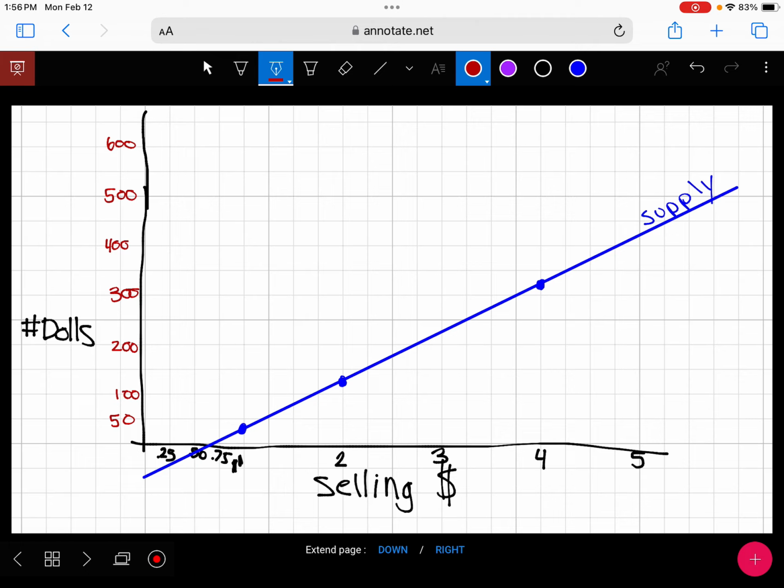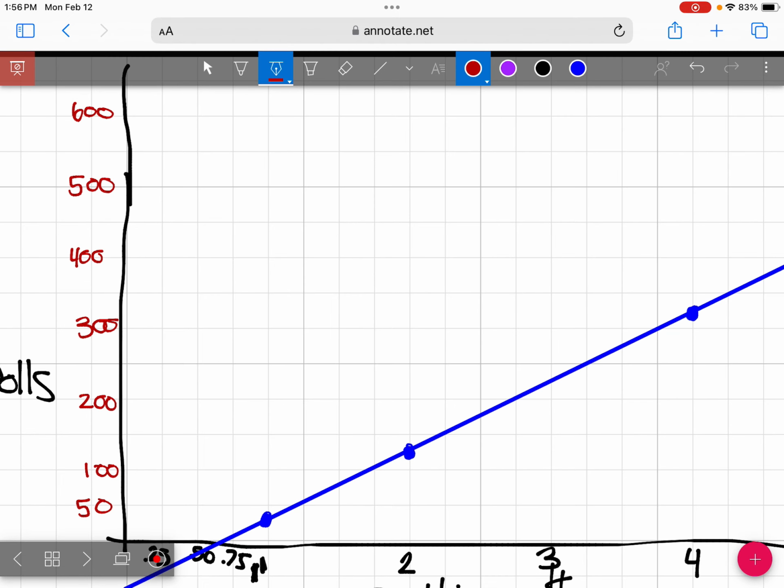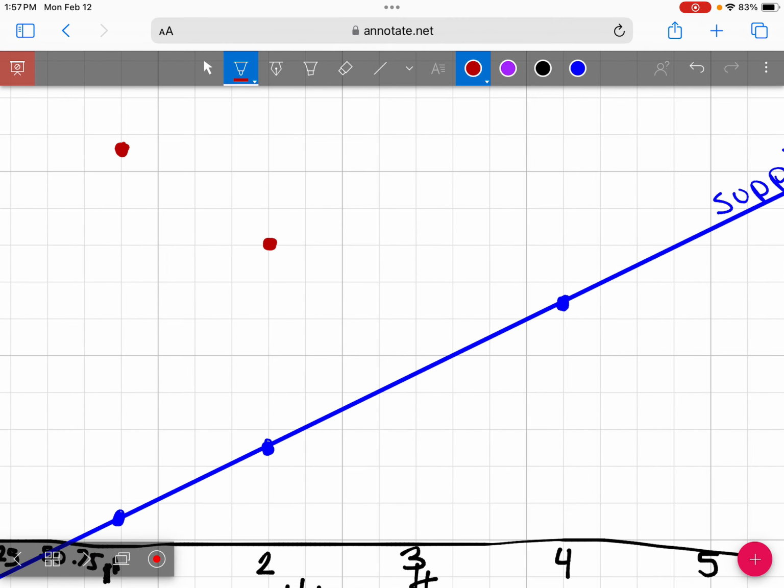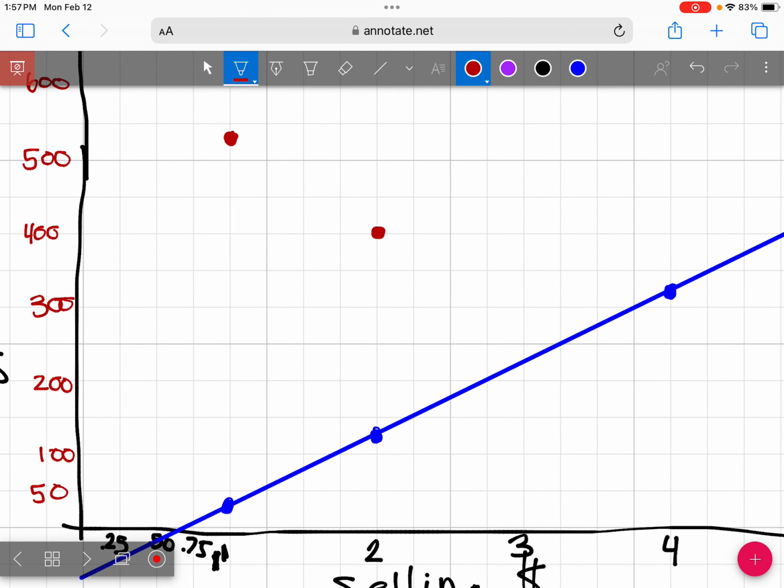So let's do that. We're going to plot them up. When the dolls cost $1, we have 530 people that want that doll. So somewhere around there. When the dolls cost $2, I've got 400 people that want it. And when the dolls cost $4, only 140 people want it because they're going, it's a little much for a doll from the burger restaurant.